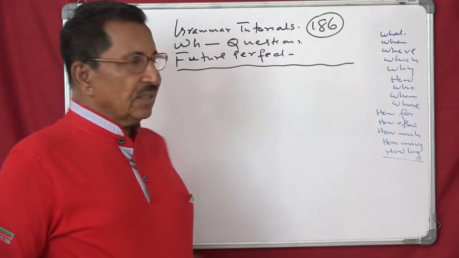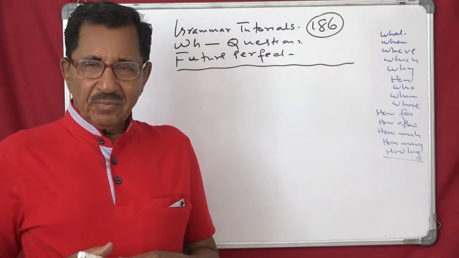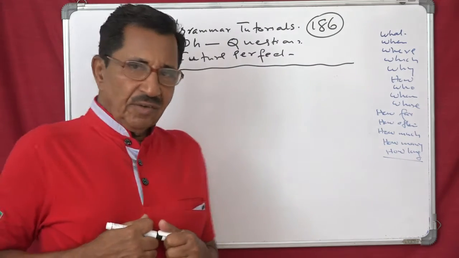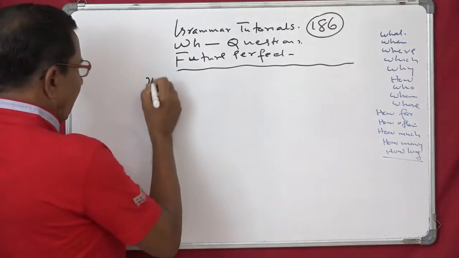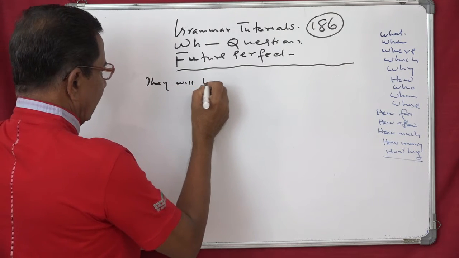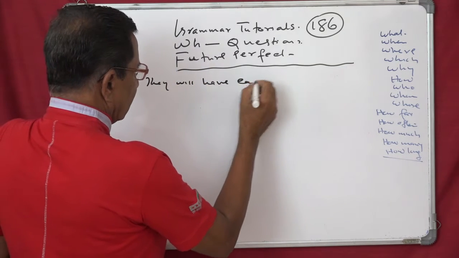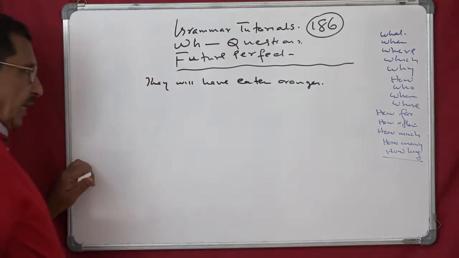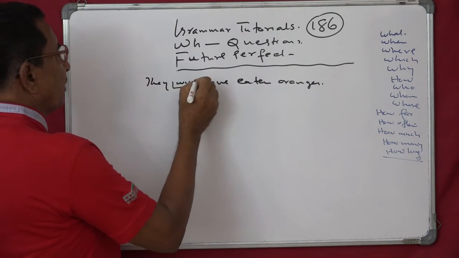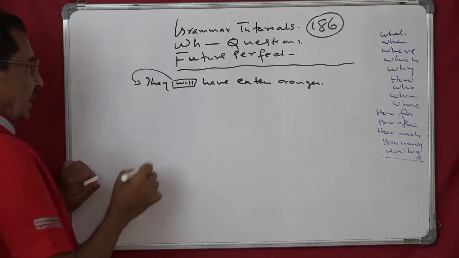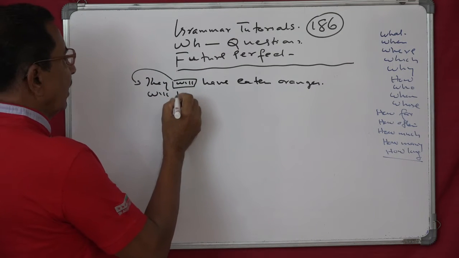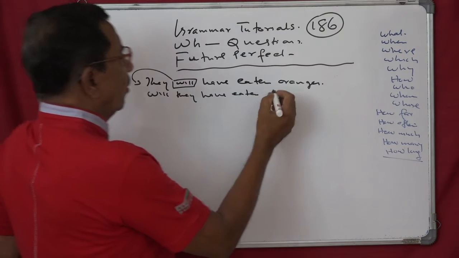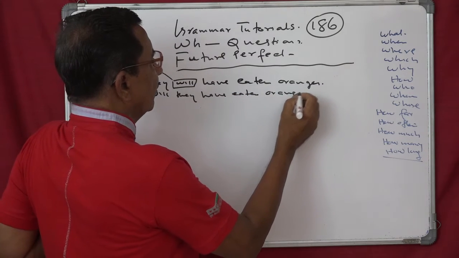And now coming back to this, see, what is the simple way of making questions? We have seen that is yes or no questions. You have a statement like this: They will have eaten oranges. Now, you know that the yes or no question is, just take the first part of the verb and put it in the beginning of the sentence, then you will get it. Will they have eaten oranges? Isn't it? Very simple.